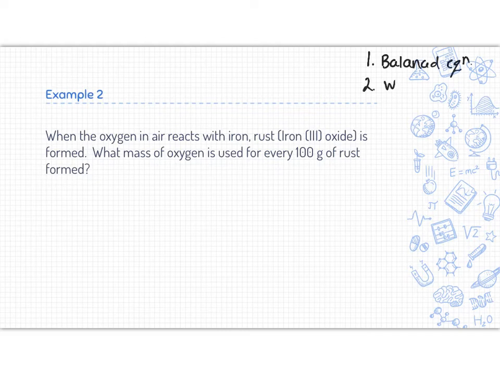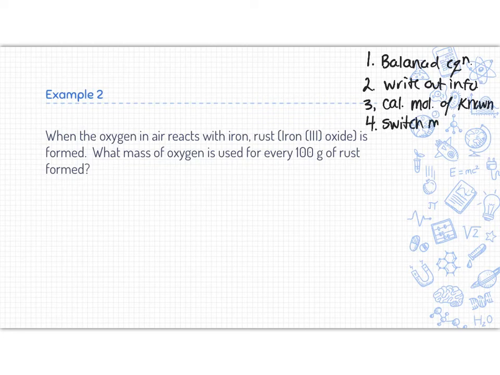Second step is to write out info. The first calculation, or third step overall, is calculate moles of the known. We're going to switch moles, and solve.